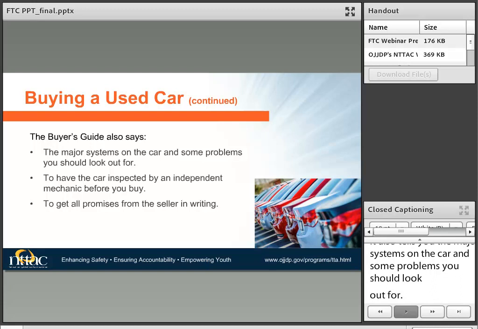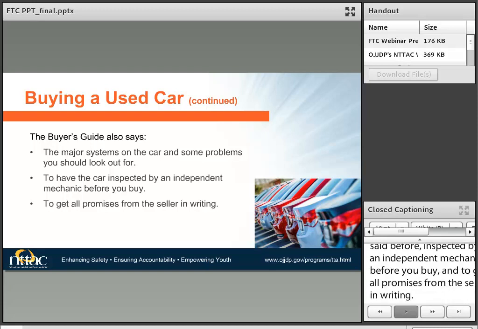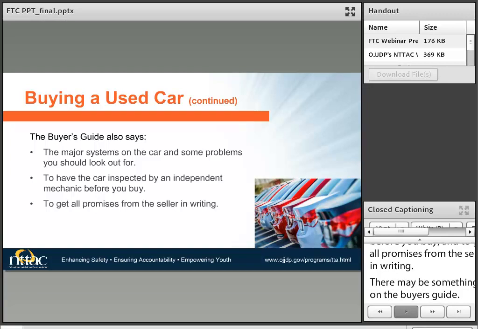So there may be something on the buyer's guide, and then you want to negotiate something. Well, don't just get that promise verbally. You want your young people to get that in writing. That is a contract, so to speak.